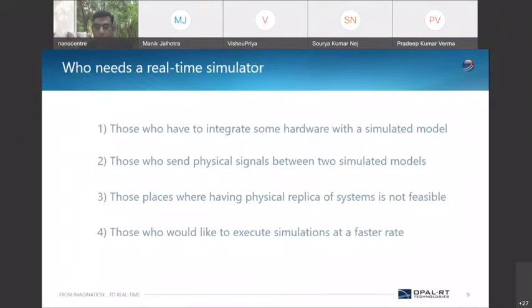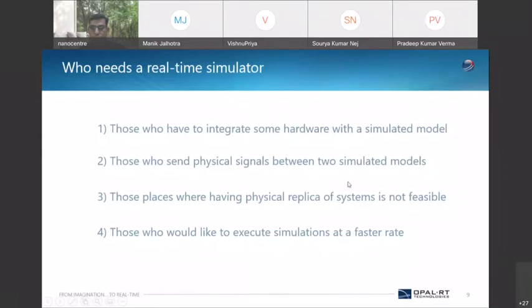Whereas in the case of Jadavpur University, they had their heavy water reactor on the simulator, whereas they had their control on the hardware. That particular case was called hardware in the loop. So this is the main reason why we need a real-time simulator: whenever we want to integrate a hardware with a simulated model. Then comes the example of those who want to send physical signals between two simulated models.